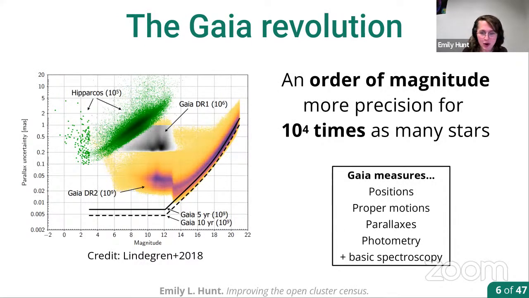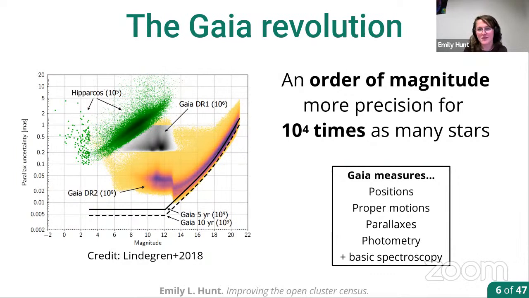I don't know how familiar people are with Gaia, but basically the headline news is that it's completely groundbreaking for galactic astronomy. We have about an order of magnitude more astrometric precision, but around 10 to the 4 times as many stars. And this is so significant because it makes it so much easier to find and work with open clusters in our own galaxy.